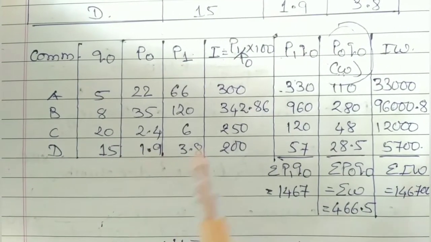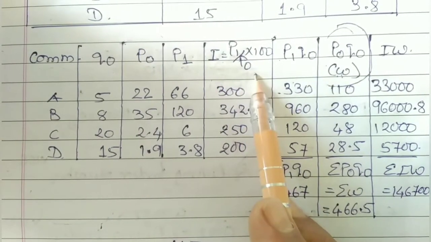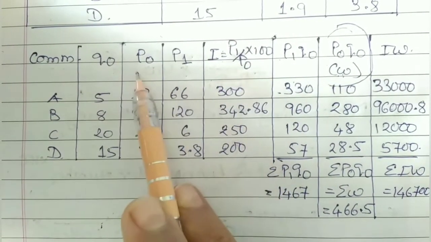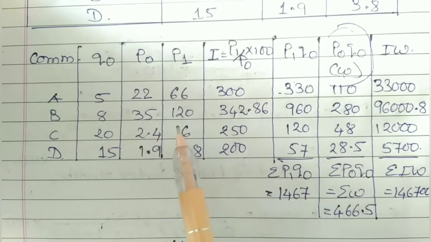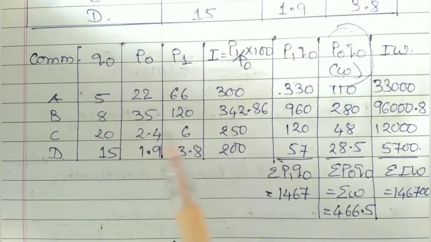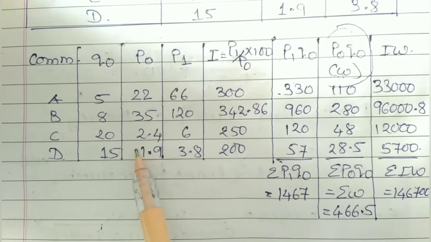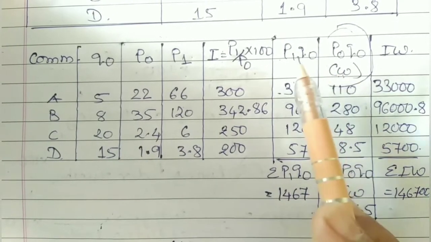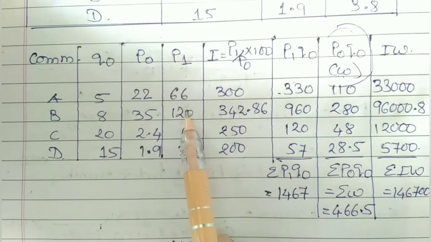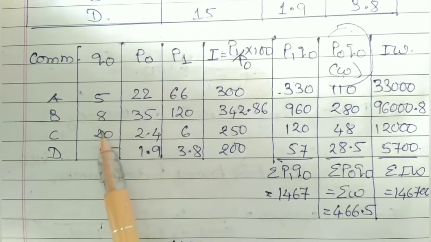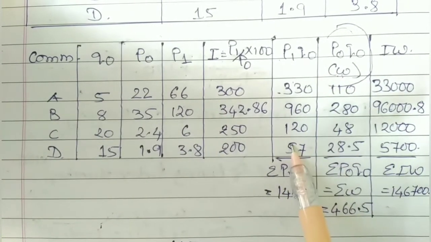First of all, I is equal to P1 upon P0 into 100. P1 upon P0 into 100: 66 upon 22 into 100, 120 upon 35 into 100, 6 upon 2.4 into 100. In the same way, P1 Q0, that means P1 into Q0: 66 into 5, 120 into 8. That would be your P1 Q0.